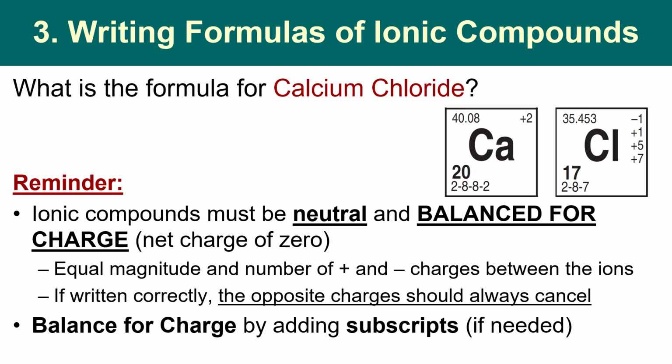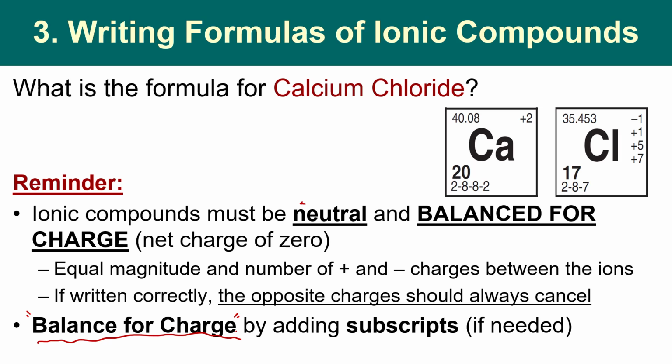Well, let me remind you guys of something. Recall that ionic compounds must be neutral and balanced for charge with a net charge of 0, which means you have to have an equal number of positive charges as you do negative between the 2 ions that make up the compound. So if you have written it correctly, all the opposing charges should be canceling one another. So we call this balancing for charge. And we do this by adding subscripts to our symbols. Sometimes you don't need to add a subscript, but you guys will see that.